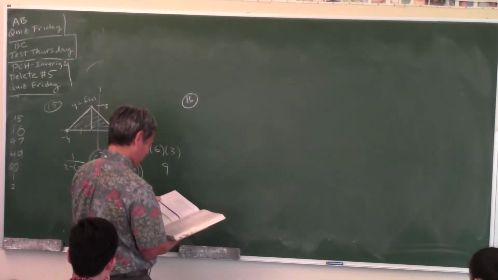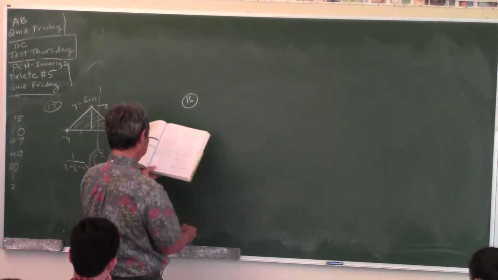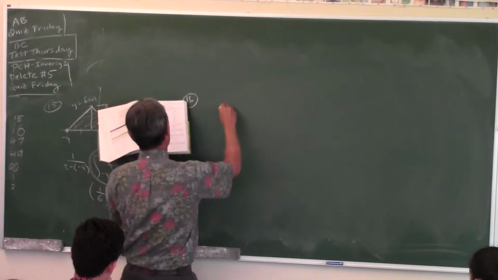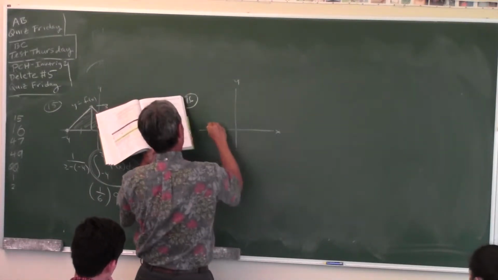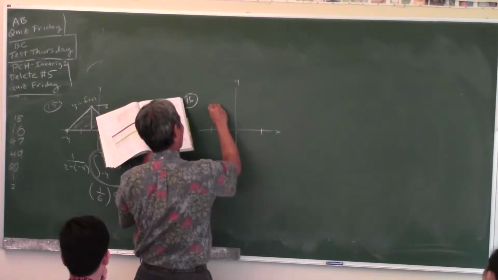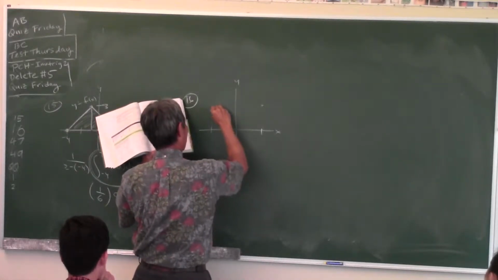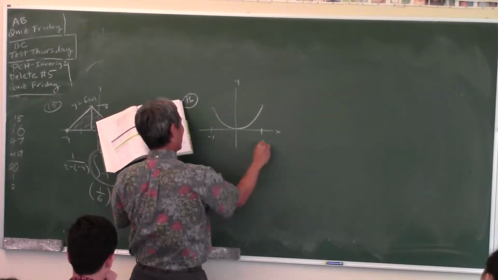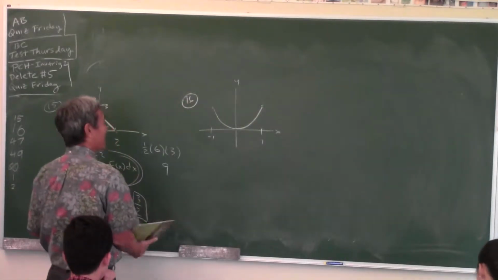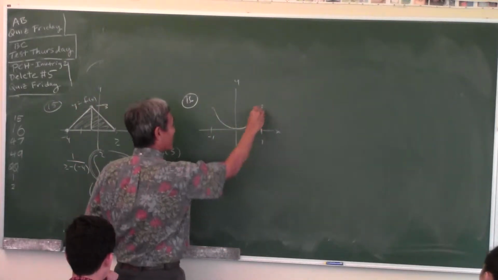Okay, number 16. Yeah, that looks like the one we did yesterday. Okay, so yeah, this is the one we did yesterday. So from -1 to 1, find the average value. So find the average of all the y-coordinates on this graph.